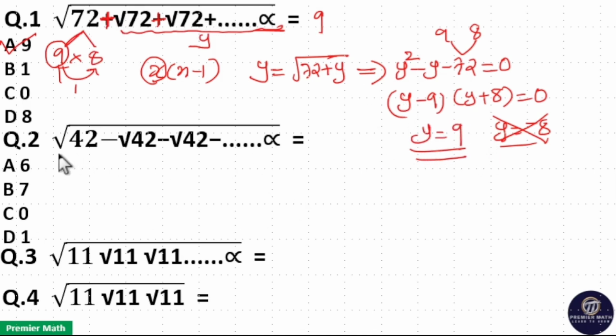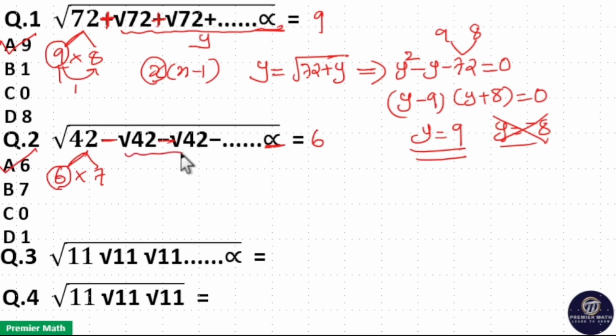Same way here, root 42 minus root 42 minus root 42 up to infinity. Now 42 I can write as 6 into 7, that is x into x minus 1. Here we have a negative sign between numbers, so take the smallest factor. Here the smallest factor is 6, option A is your answer.